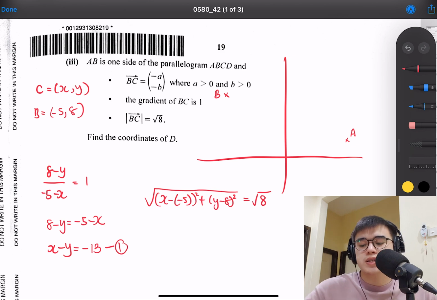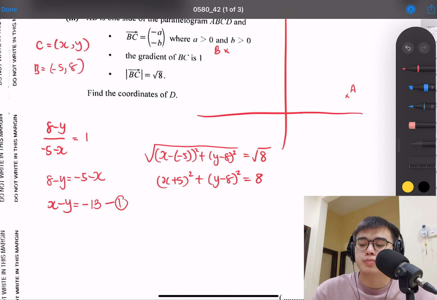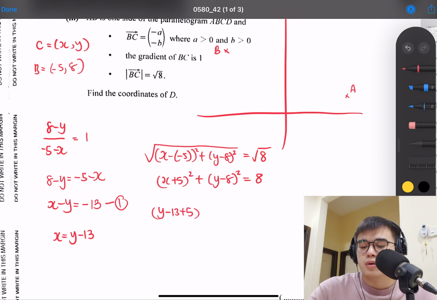So with this, you should be able to get (x plus 5) squared plus (y minus 8) squared equals 8, because both sides of the square root will be cancelled off. And this is what I've gotten at the moment. So there's no choice, we're going to do our calculation manually. The x value will be y minus 13. So when I substitute it in, (y minus 13 plus 5) squared plus (y minus 8) squared equals 8.